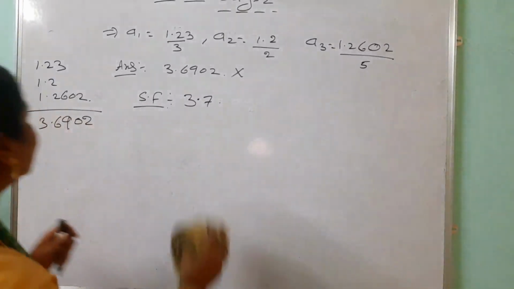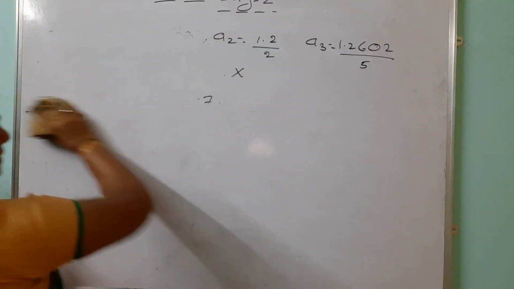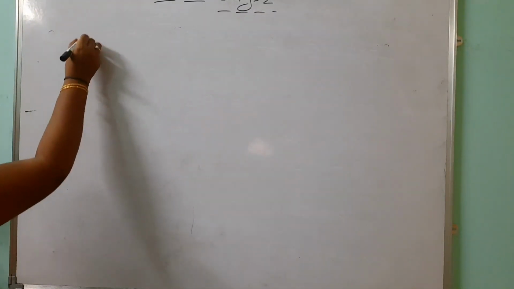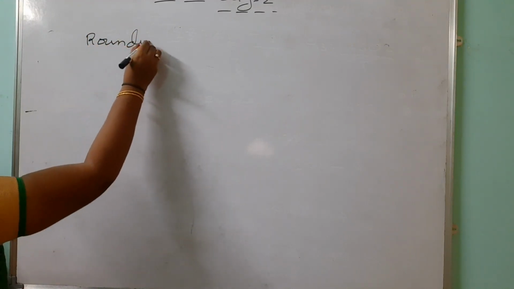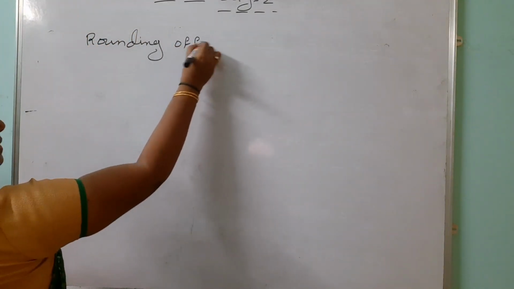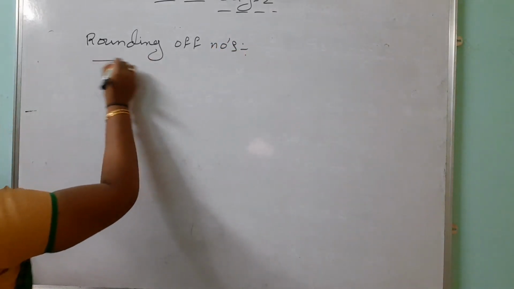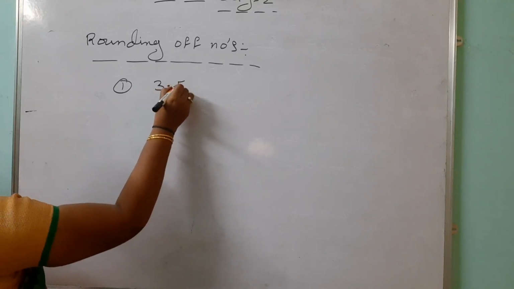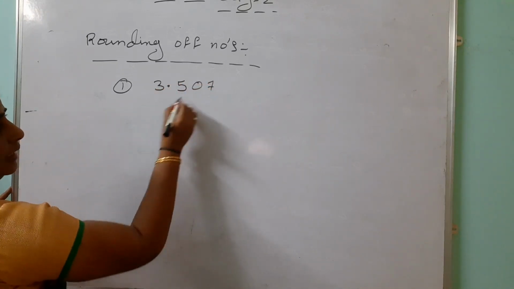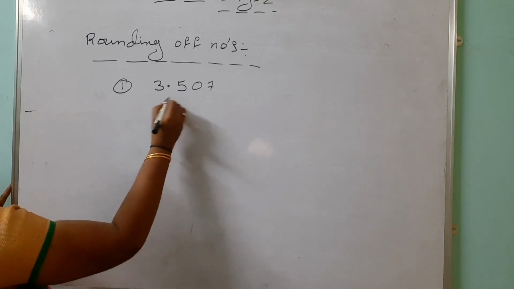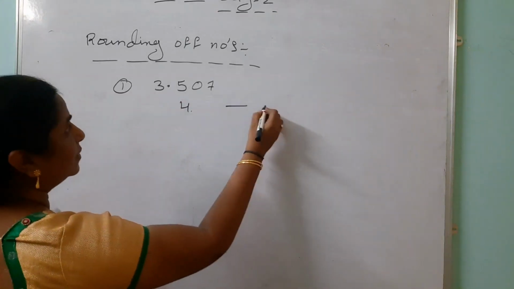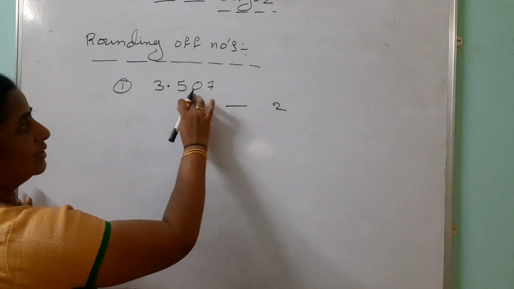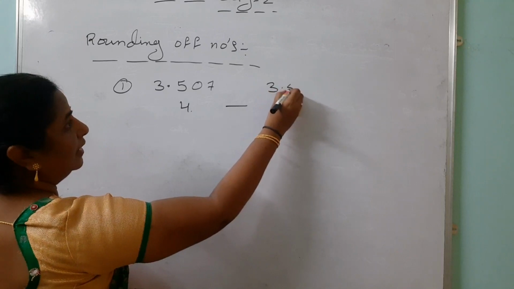Then our last topic in this is rounding of the numbers. What is rounding of the numbers? Look here, some rules are there. We are taking one number, 3.507. How many significant figures are there? 4 are there. Now we want to bring this to 2 significant figures. How to bring this one? We should omit these 2. Simply you are getting 3.5.